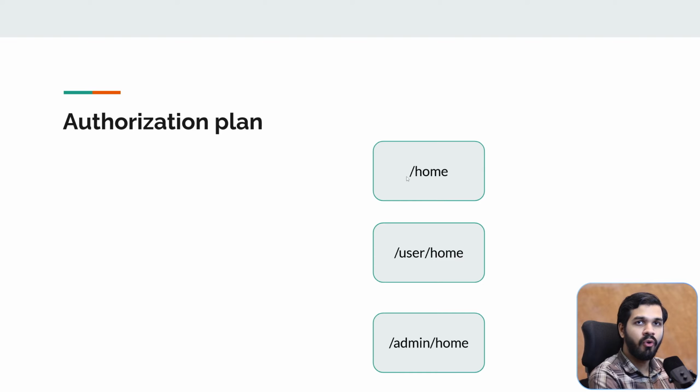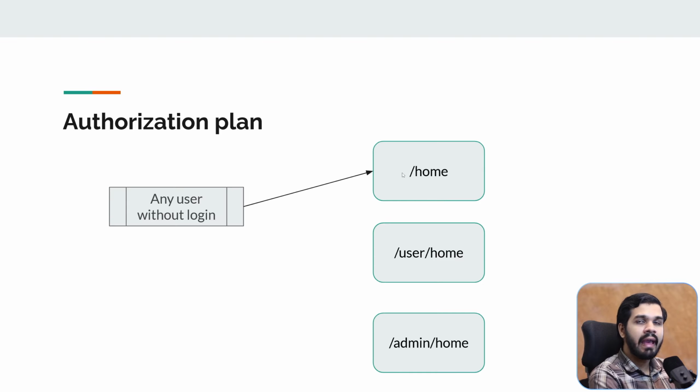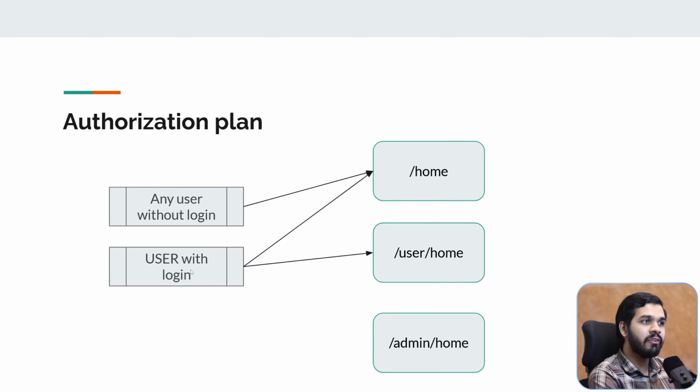One page for home, and this page will be accessible for everyone. So any user without login, so without authentication and authorization, they can access the home page. That will be the default page available for everyone. And there is a user home page that will be accessible for every normal user. So any user who has a role of user, we will talk about that in detail in the tutorial. So it is just a normal user.